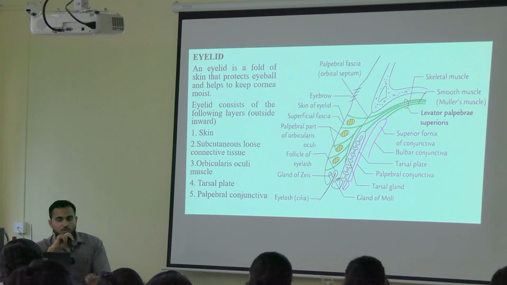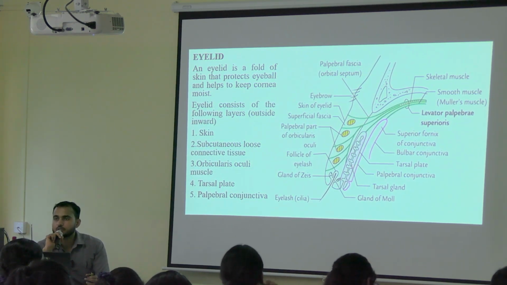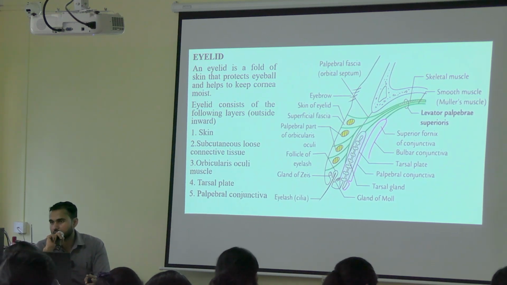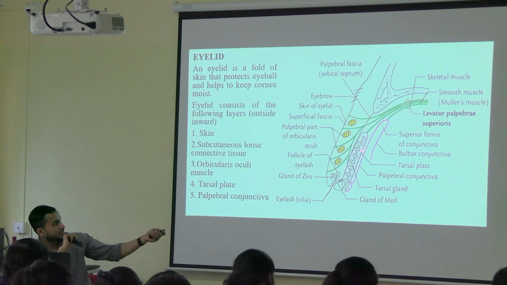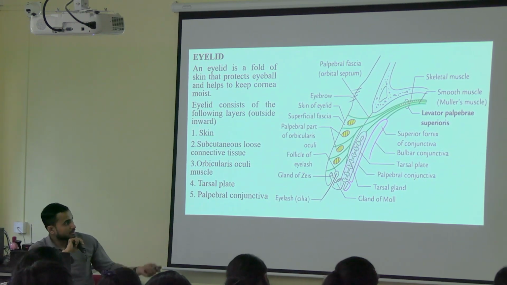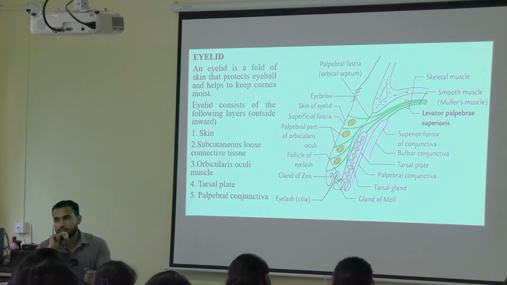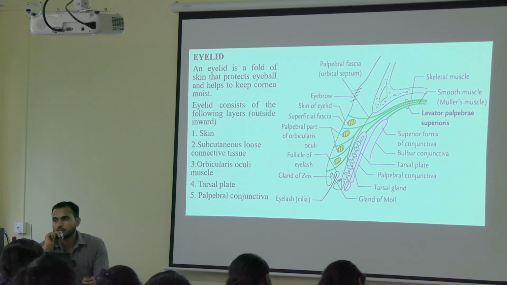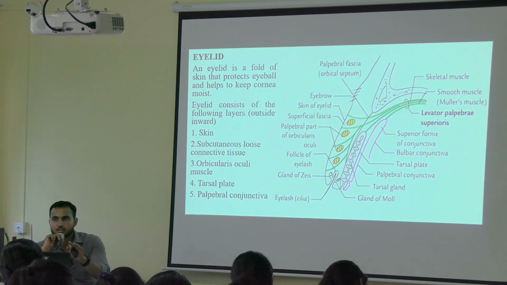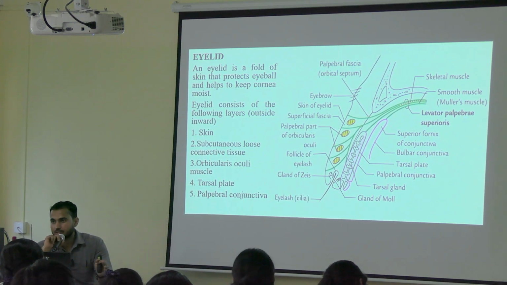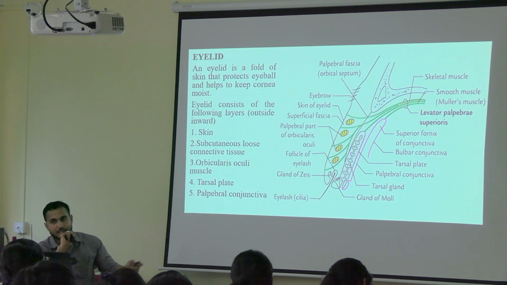Next, the innermost layer is the palpebral conjunctiva. The conjunctiva has 3 parts. The innermost part is the palpebral conjunctiva. Then here is the bulbar conjunctiva. In between them, we get the fornices of the conjunctiva. Today we are not going to discuss the conjunctiva, but please keep that in mind. The palpebral conjunctiva is present in the innermost layer of the eyelid.